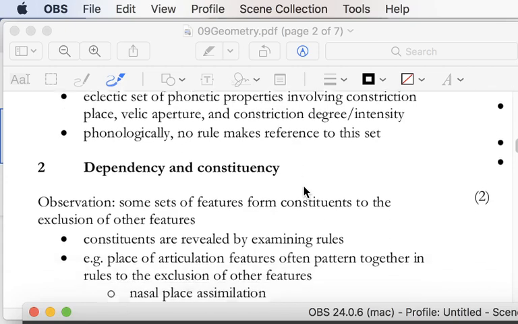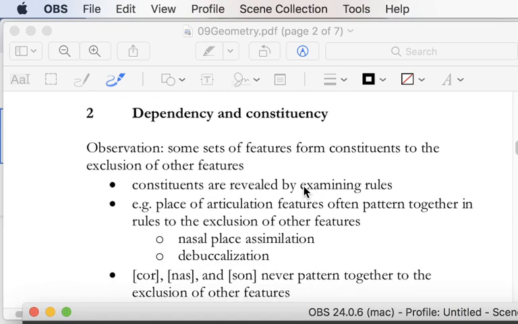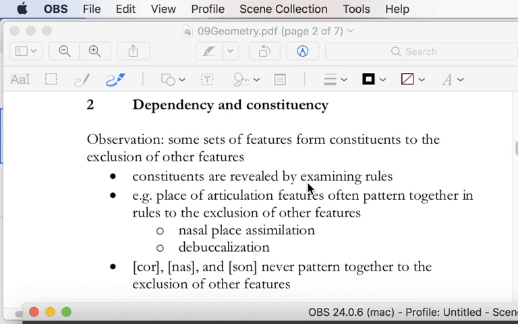So that said, the job of feature geometry as a theory is going to be to capture dependency and constituency for the features that are constituents, while also not doing so for the sets of features that are not constituents. So the central observation here: some sets of features form constituents to the exclusion of other features. We get those constituents by examining phonological rules and seeing what kinds of sets of features co-occur to the exclusion of other features, right? So place of articulation features often pattern together in rules to the exclusion of other features.